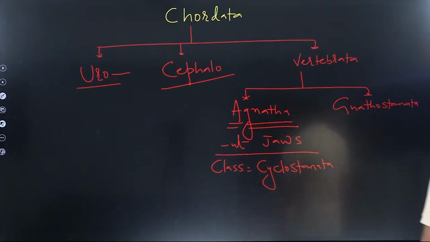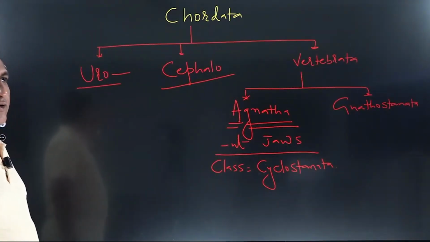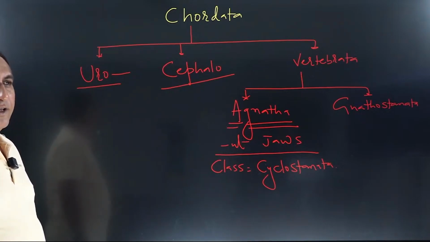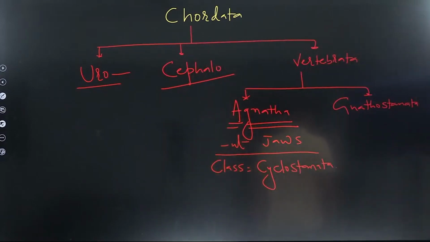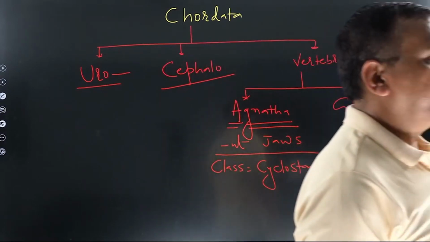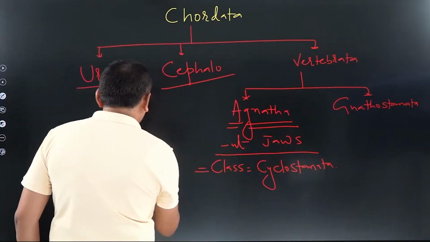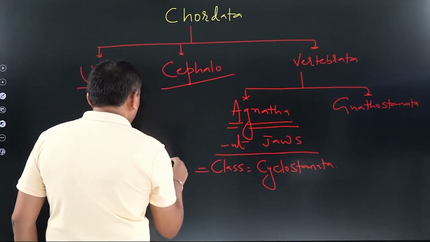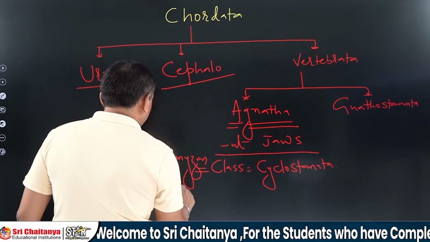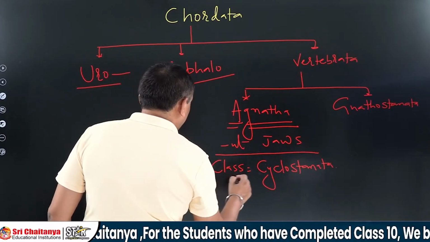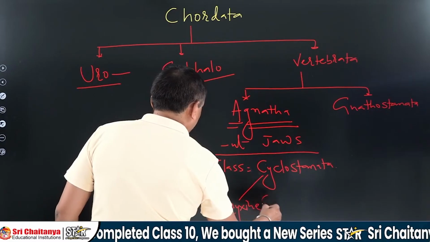Are you getting? Anyone will say what is the example of cyclostomata? Yes, very good, Dikshita, you all are writing correct. The example of cyclostomata is the petromyzon, also known as the lamprey. And the second example of cyclostomata, you have to remember, is the myxine, known as the hagfish.